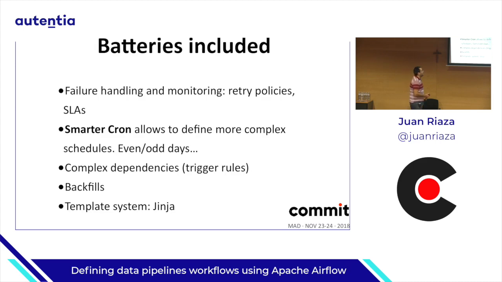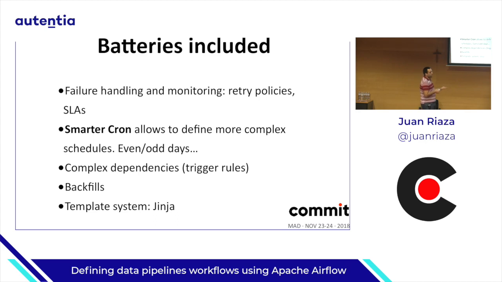So it does have batteries included. That means failure handling and monitoring. So we have retry policies and SLAs. With retry policies, we could have a backoff time between each retry. So imagine a system is down, we could wait 3 seconds, 6 seconds, and so on. And service level agreements. In this case, we could have a service level agreement for a DAG and get an alert in case we are already out of the service level agreement.